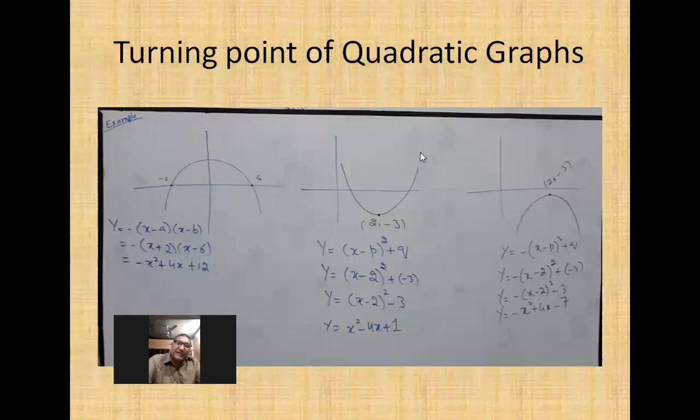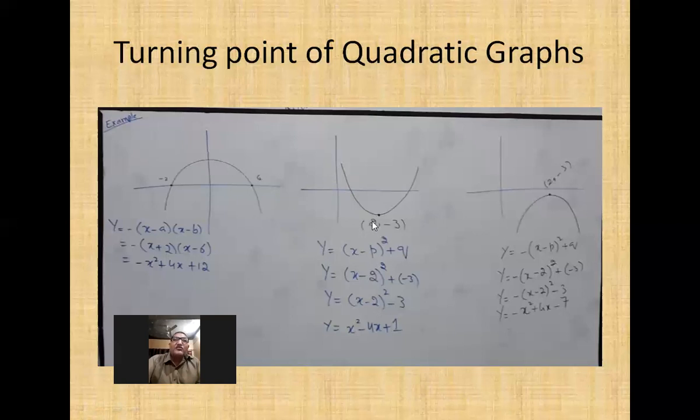For example, look at here. Here we have a parabola, and the coordinates of its turning point are given. The coordinates of the turning point are 2, minus 3, and it's a happy face. If this situation is given to you and we want to find out the equation, the process is very simple. Here we have a standard equation for this: y equals (x minus p) whole square plus q. This p is the x coordinate of the turning point, and this q is the y coordinate of the turning point. So I just put these values in the place of p and q.